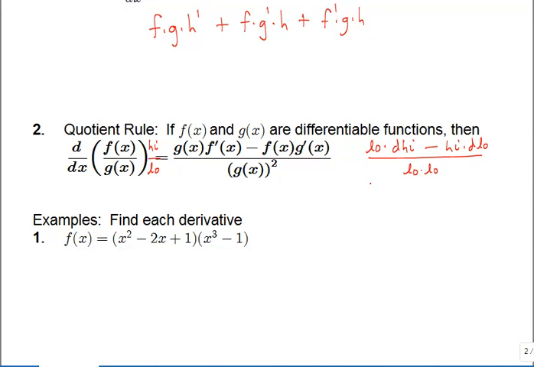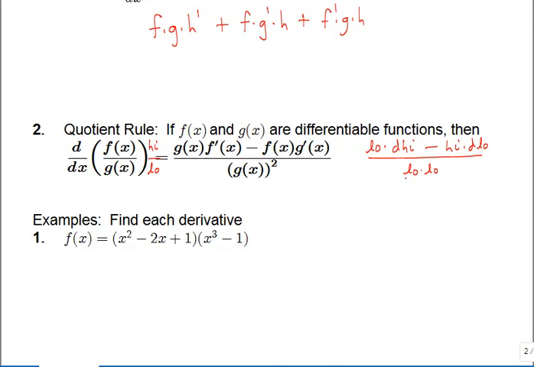So here's how the quotient rule works using this little saying. It's low d high minus high d low over low, low. Okay, so feel free to use that if you want to help you memorize how this quotient rule works.